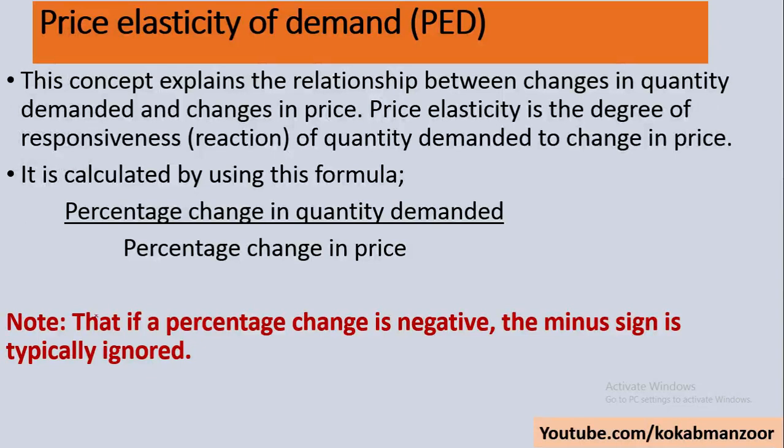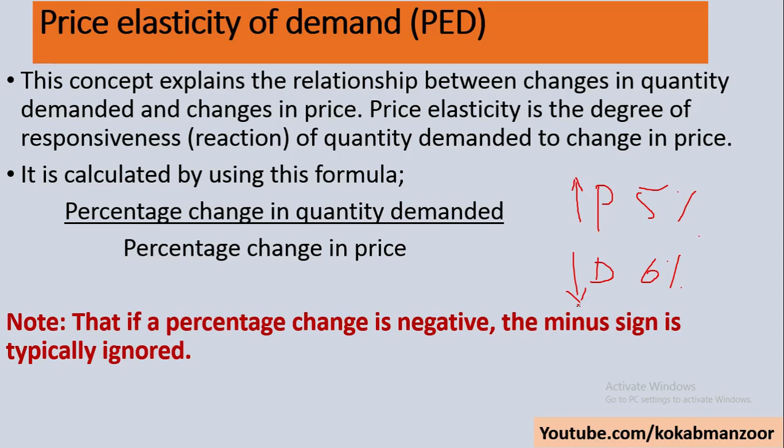The formula for the price elasticity of demand is the percentage change in the quantity demanded divided by the percentage change in price. So we will calculate how much percentage change comes in the demand because of the percentage change in the price. Let's suppose the price of a product increased by 5% and the demand decreased by 6%. So we'll divide these two and we'll get the answer.